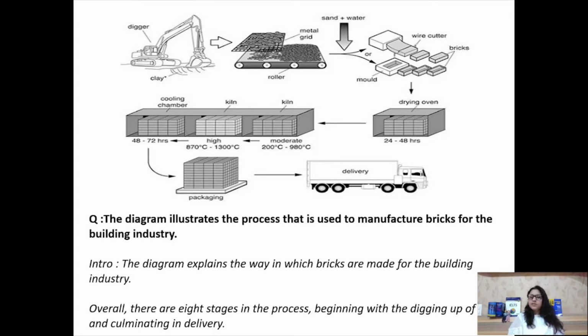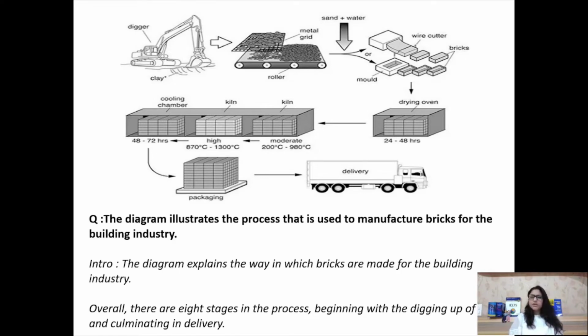The diagram illustrates the process used to manufacture bricks for building purposes. So यहाँ पे हमें एक process दिया हुआ है कि actually bricks कैसे manufacture होती हैं, यानी कि ईंटें कैसे manufacture होती हैं for the building industry. Fine. So students, let's see the introduction. The diagram explains the way in which bricks are made for the building industry.